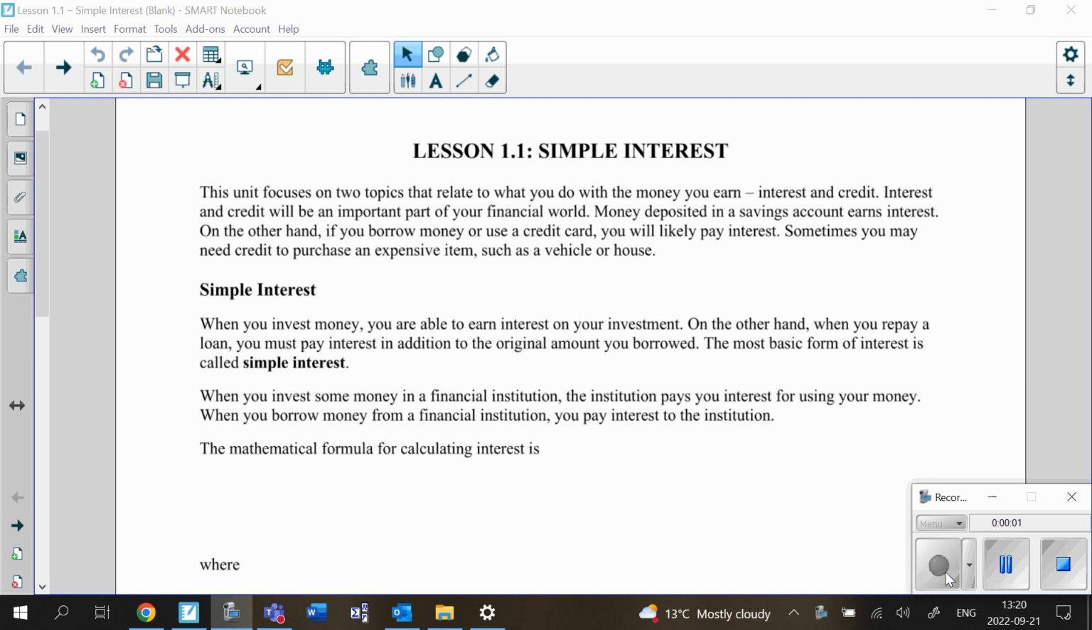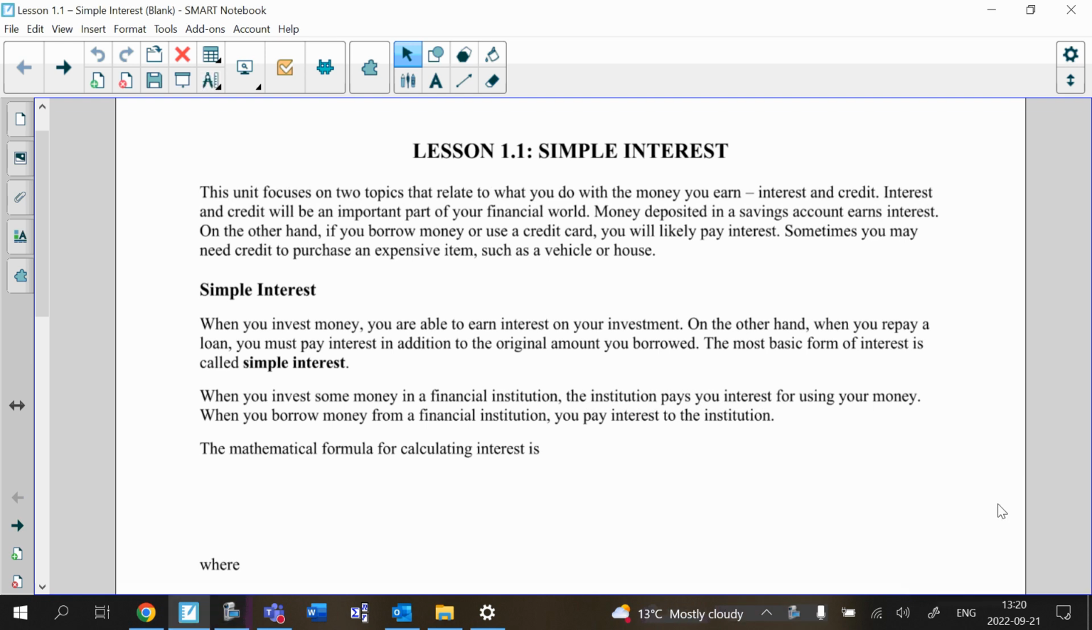First unit is about money. What can you do with the money you earn? What can you do when you don't quite have enough money and you want to buy something significant like a car or a furniture set? But like I said, you don't quite have enough money. What can you do? Well, this leads to the whole notions of interest and credit.